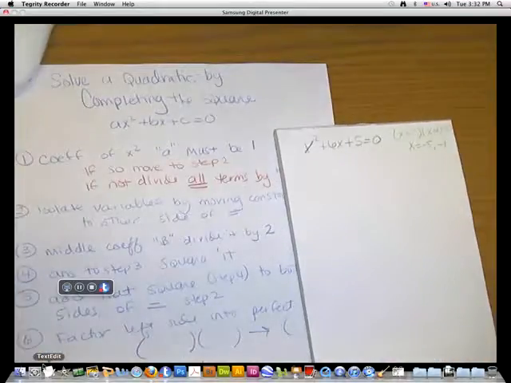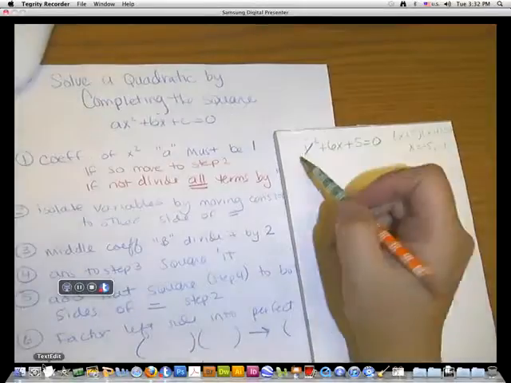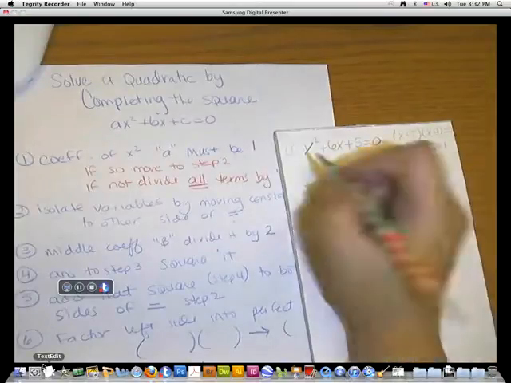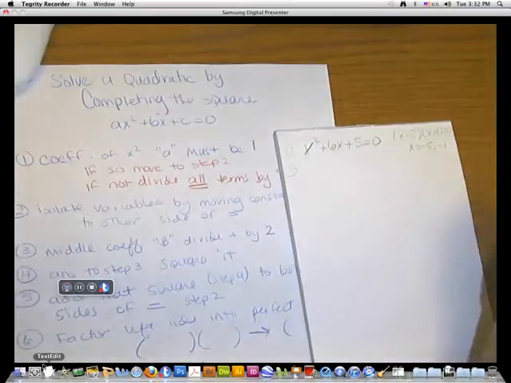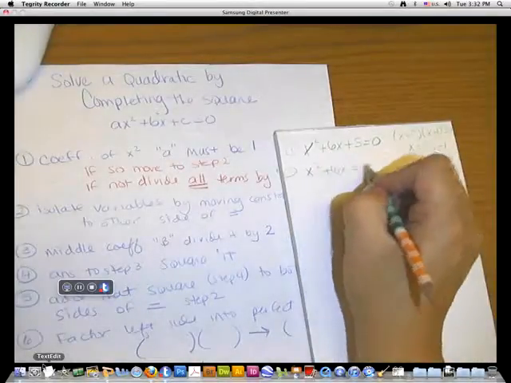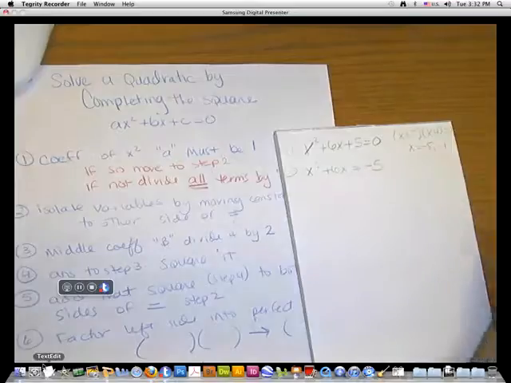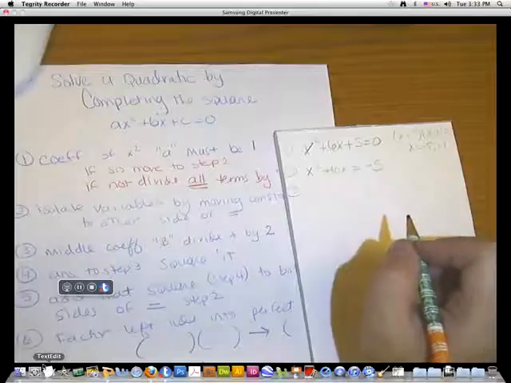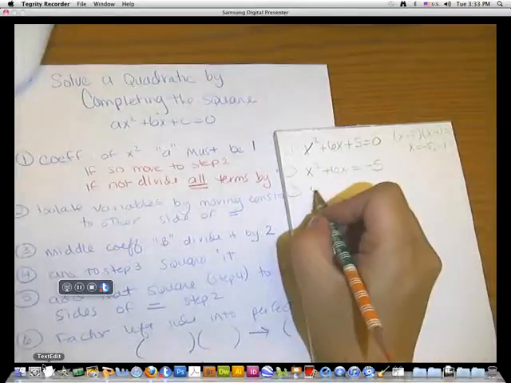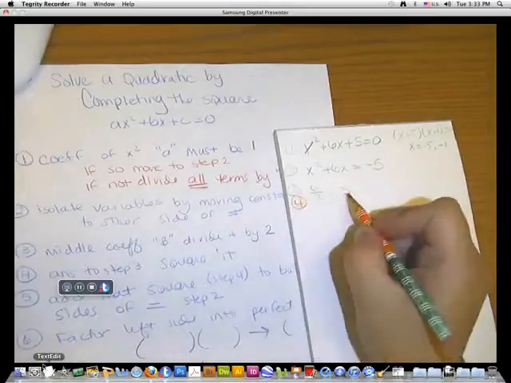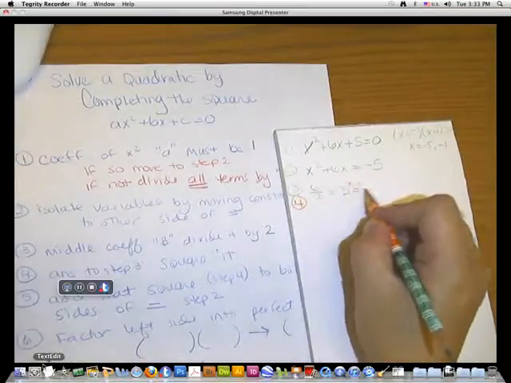Okay, so first of all, the coefficient of x squared must be 1, and it is. So, yay, that is done. Step 2, it says we're going to isolate the variables by moving the constant. So the 5 is the constant. If I move that, I get negative 5. Step 3 says we're going to take the middle coefficient, b. So b is the 6. We're going to divide it by 2 and get 3. Step 4 says whatever we got when we divided, square it.